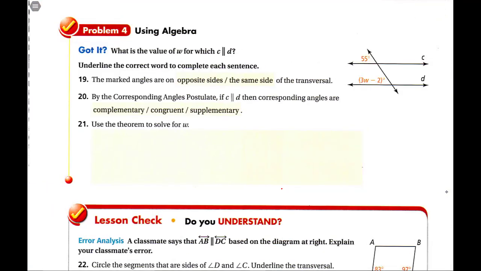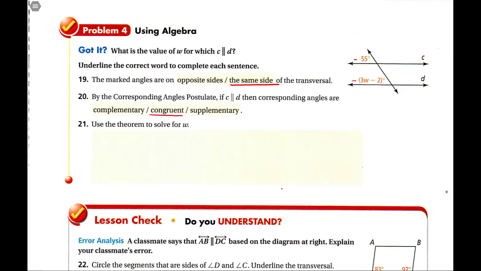And our last problem before we do the lesson check. We want to find the value for W that would make line C parallel to line D. So we want to underline the correct word to complete each sentence. The marked angles are on, in this case, here's 55. Here's the other angle with the algebraic expression. They are on the same side of the transversal. By the corresponding angles postulate, if line C is parallel to line D, then the corresponding angles are congruent.